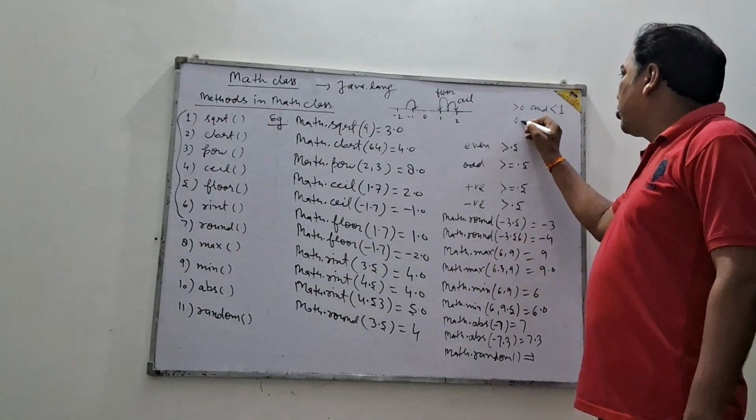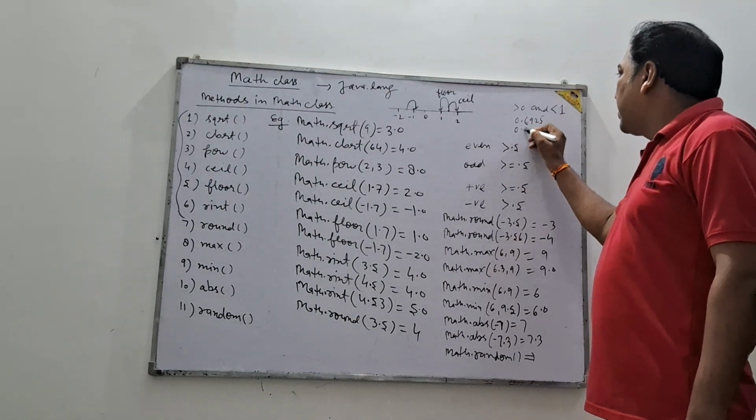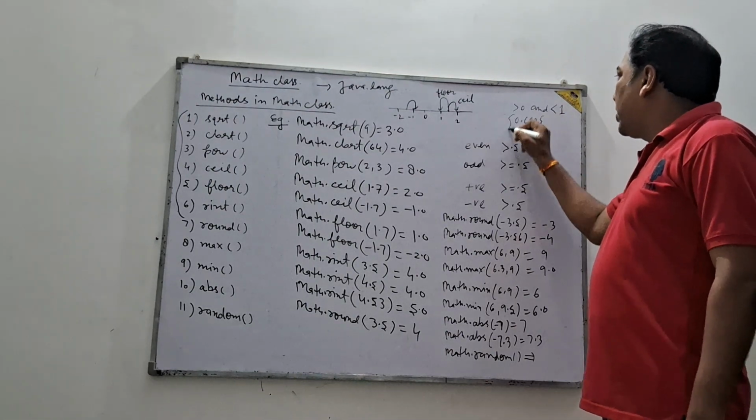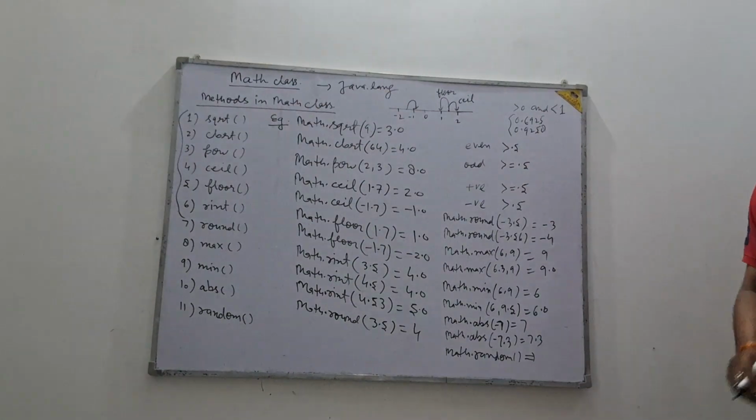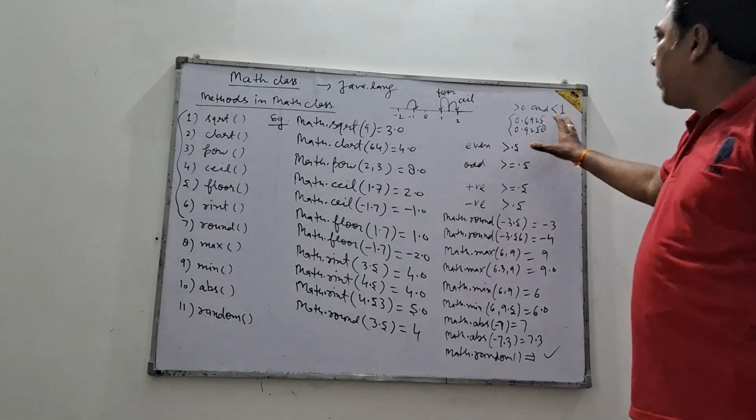Maybe the answer is 0.6925 or maybe the number is 0.9258. All the numbers are more than 0 and less than 1. But exactly, we cannot guess the output of the random function. The return type is double.